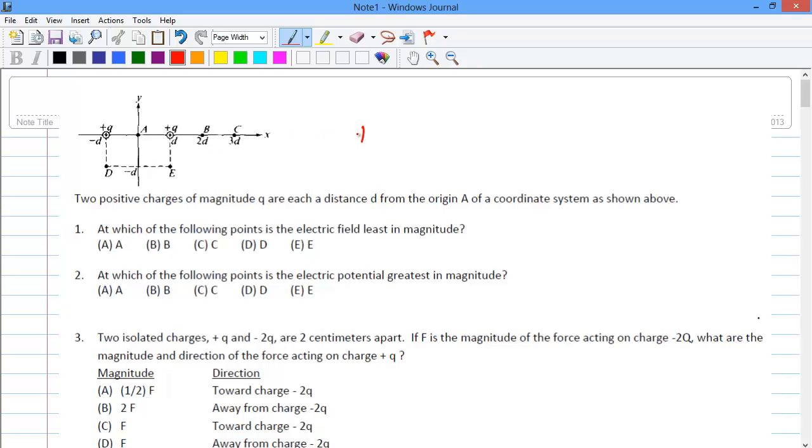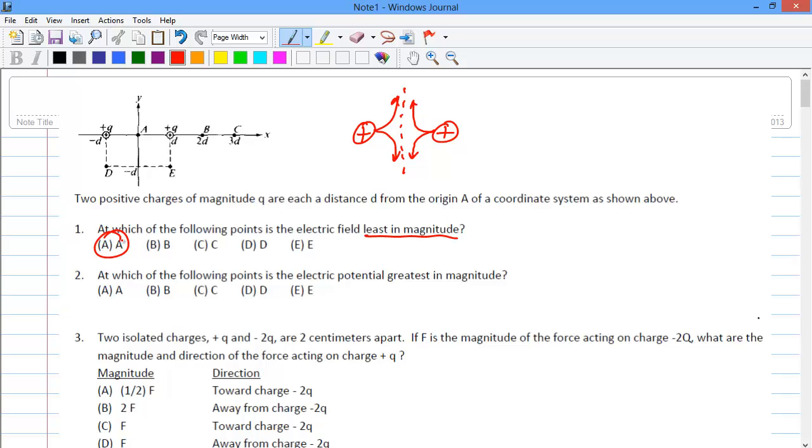So both of the charges are positive, and we know what the electric field looks like. Remember, it's asymptotic. And the field lines always go from positive to negative. So what I know here is that the electric field has to be 0 in the middle. So least in magnitude, it would have to be at point A because it's right in the middle.